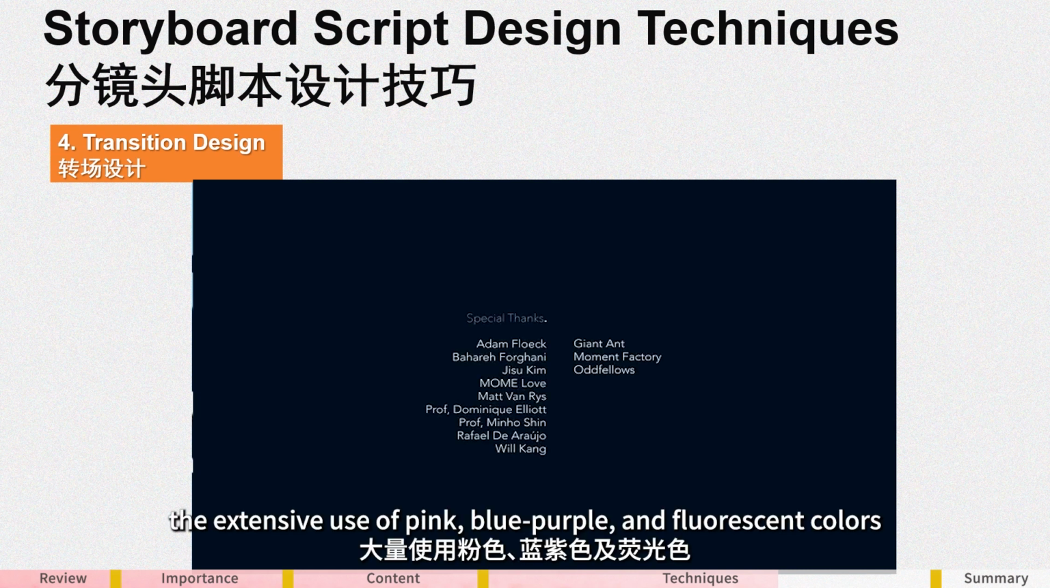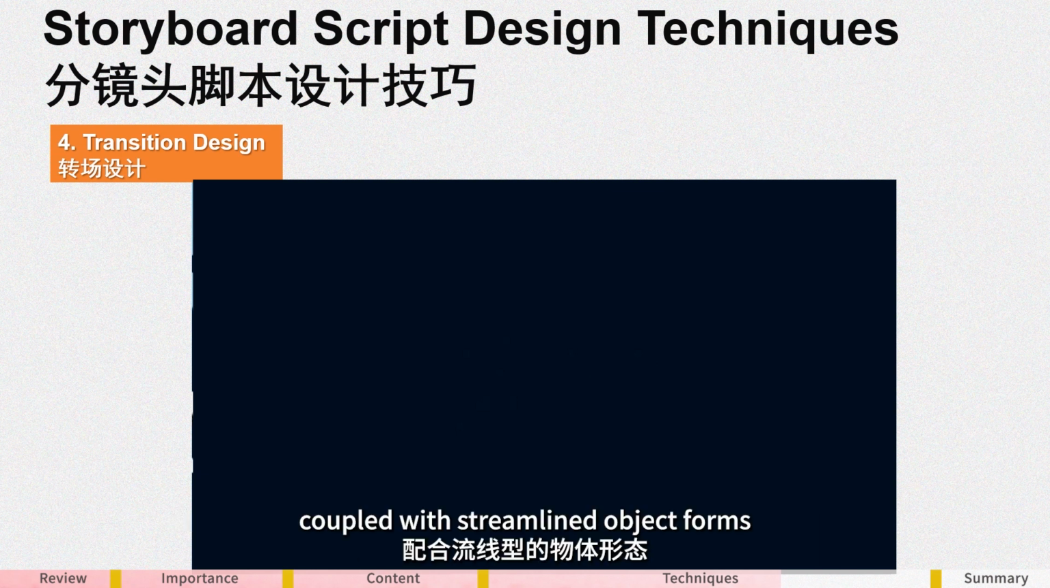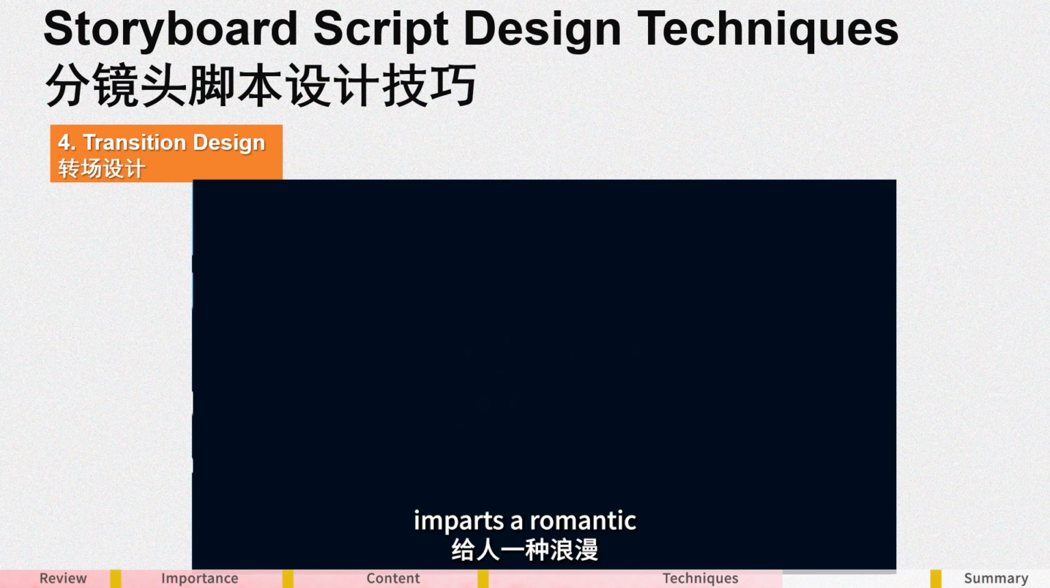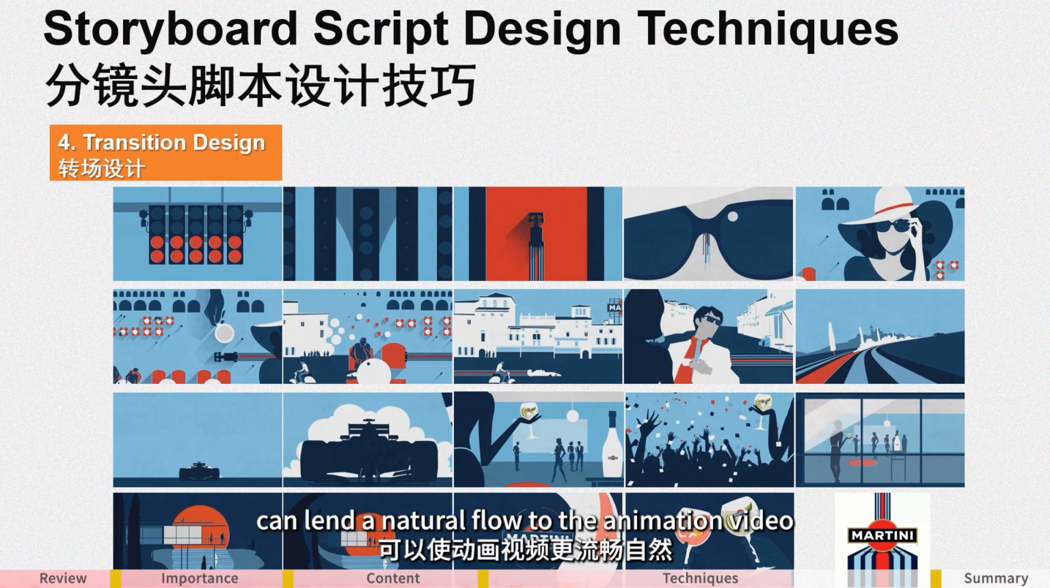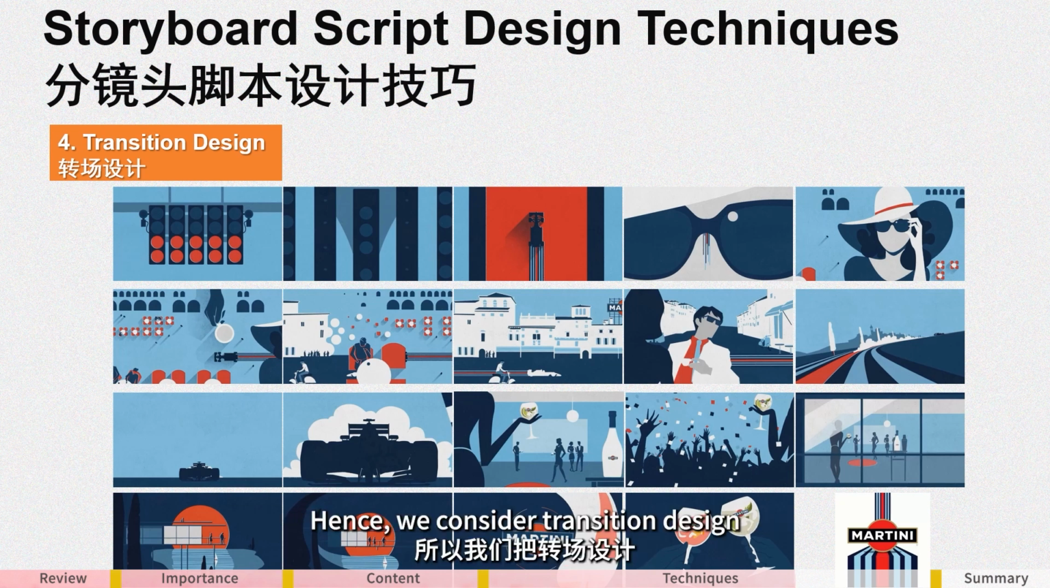The extensive use of pink, blue, purple, and fluorescent color, coupled with streamlined object forms, imparts a romantic and imaginative vibe. Fourth, transition design. In graphic animation, the process of transitioning between scenes is what we call transitions. Exceptional transition design can lead a natural flow to the animation video, make it visually captivating, and leave a lasting impression on the audience. Hence, we consider transition design a pivotal element in the storyboard script for motion graphic.